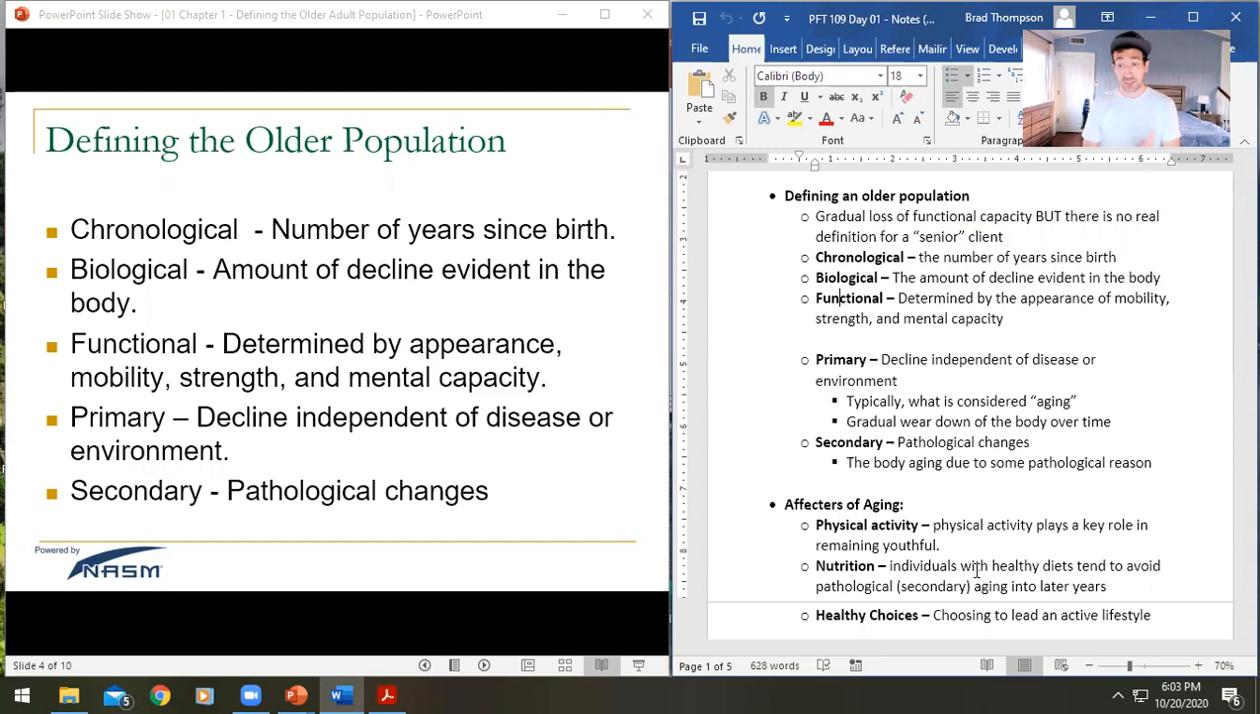Man, speaking of mental capacity and aging, I had these two clients who were probably in their 40s, I think. Maybe one of them was in their 50s. And they were both teachers. They were both computer science teachers.